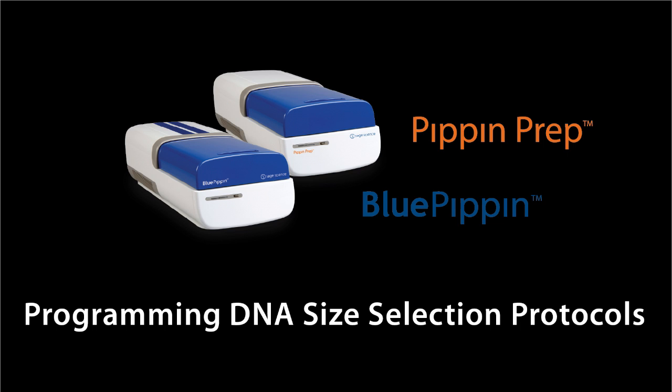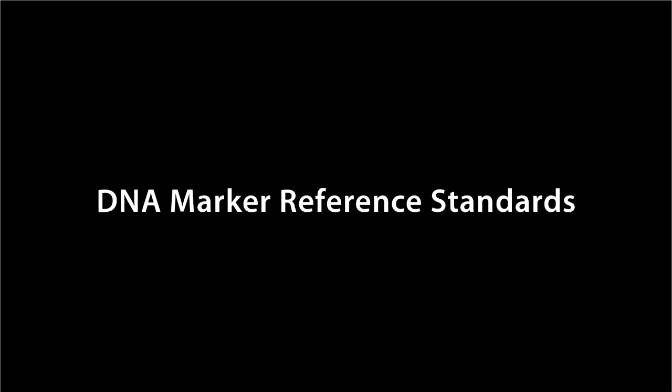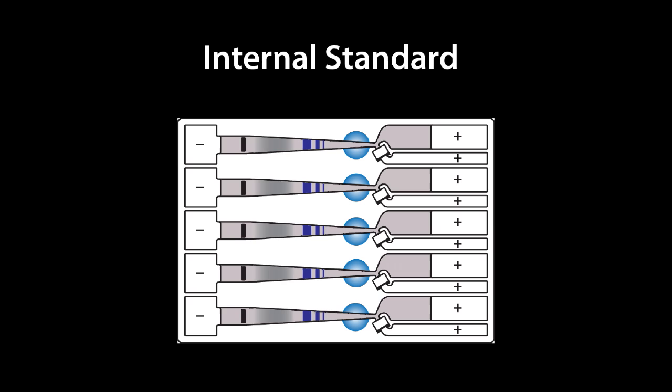This video covers the basics of programming DNA size selection protocols on the Pippin Prep or Blue Pippin systems. There are two fluorescent marker-based methods used for calibrating the timing of DNA fragment collection. Internal standards can be added to DNA samples, which allows 5 lanes to be run at once.